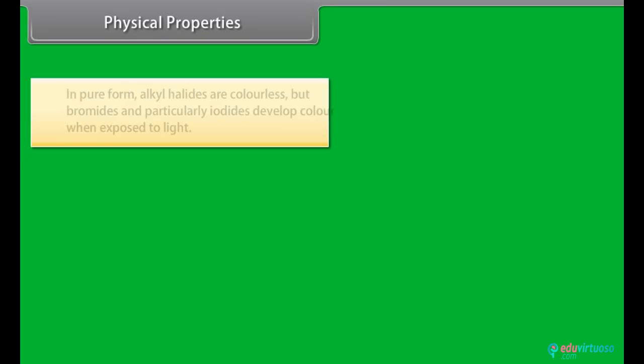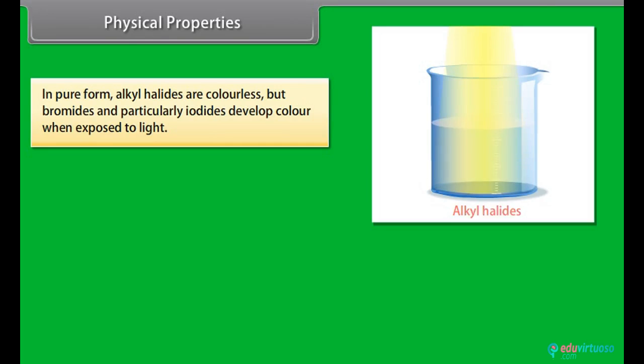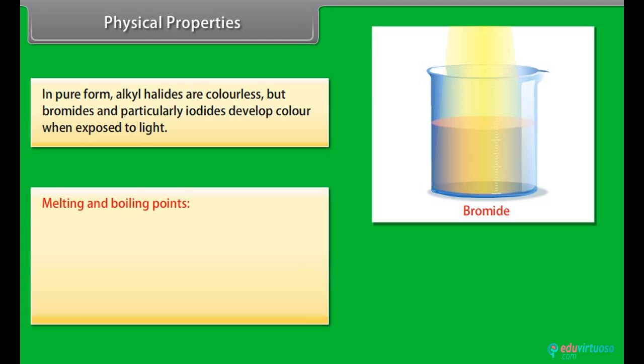Physical properties. In pure form, the alkyl halides are colorless, but bromides and particularly iodides develop color when exposed to light. Melting and boiling points.